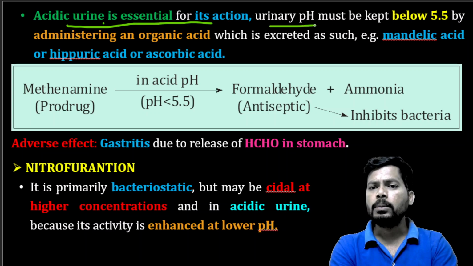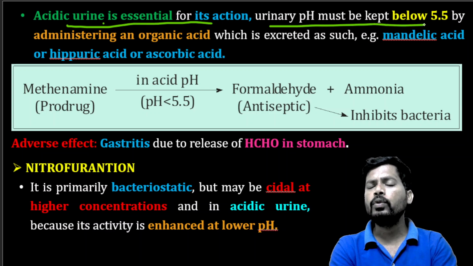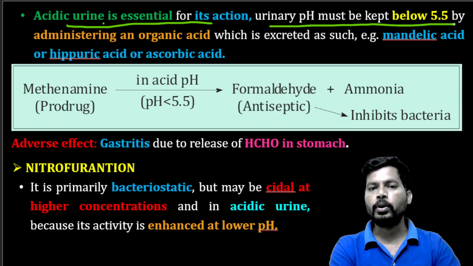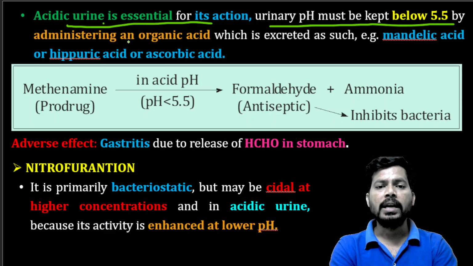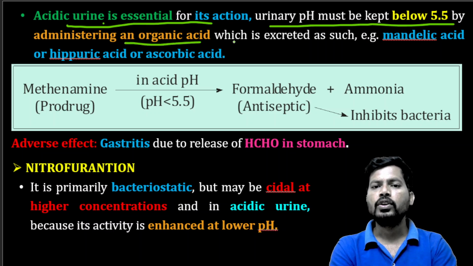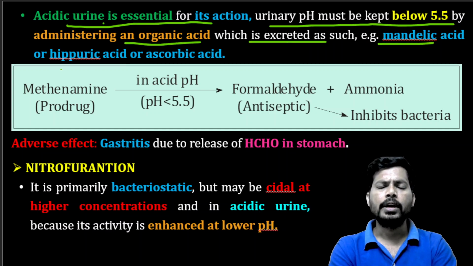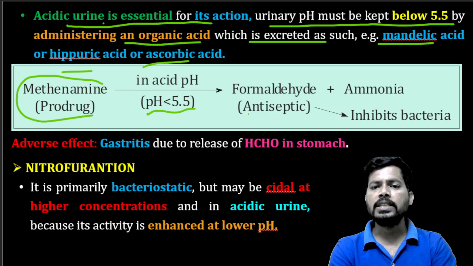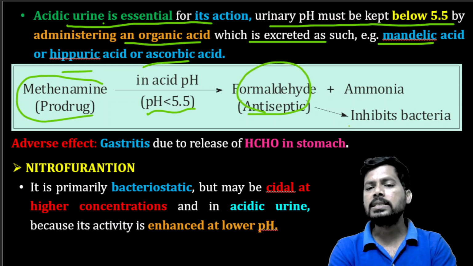Urinary pH must be kept below 5.5 by administering an organic acid which is excreted as mandelic acid or hippuric acid or ascorbic acid. So here methenamine is a prodrug; at acidic pH, less than 5.5, it releases formaldehyde, which shows antiseptic action, nothing but kills the bacteria.